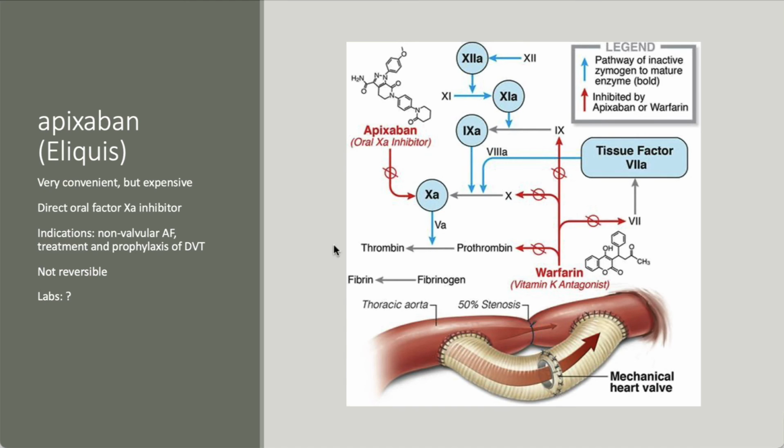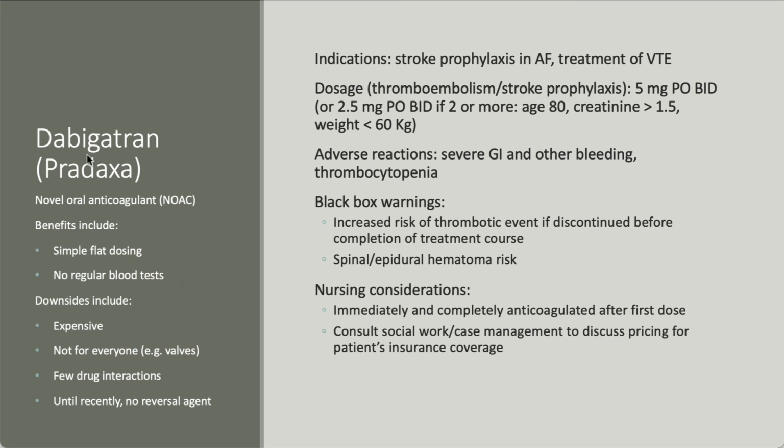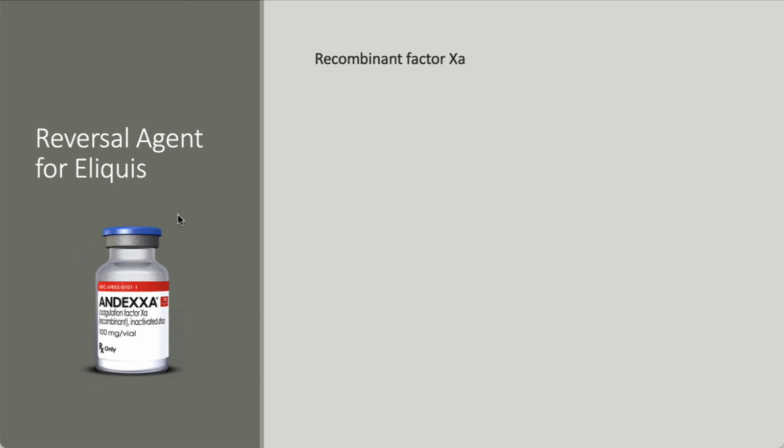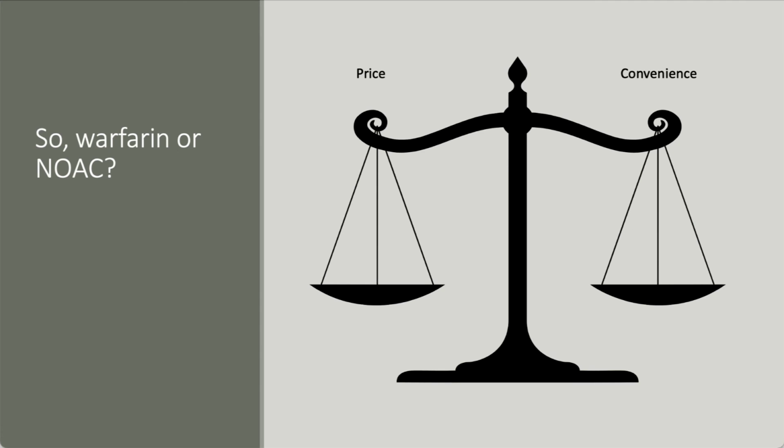I have written down here that this is not reversible. That is no longer true. There is now a reversal agent. And you can just ignore the dabigatran or Pradaxa slide, because I'm not going to make you learn two of these. This is the reversal agent. This is a recombinant factor 10A. So since Eliquis poisons 10A, the treatment for it is to give factor 10A, right? So we give factor 10A to restore the body's ability to clot, and that's our treatment.